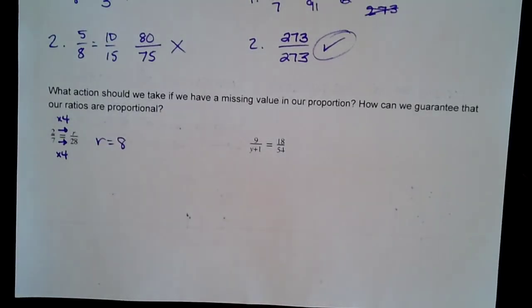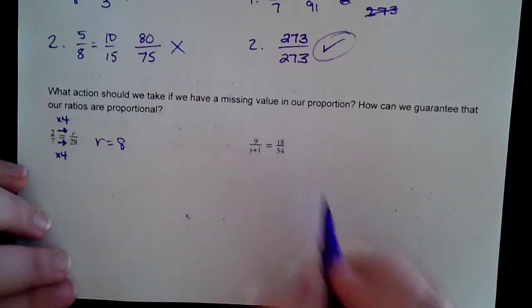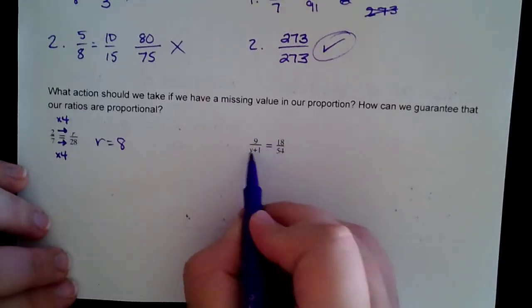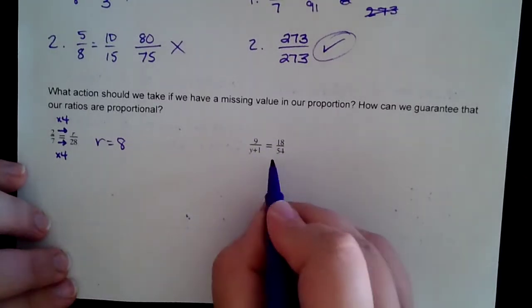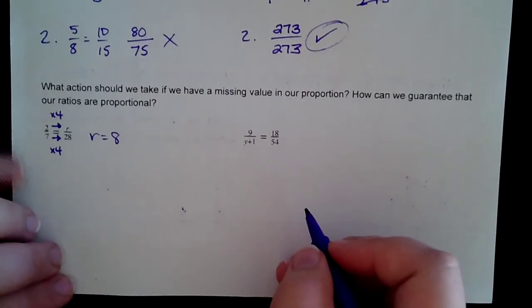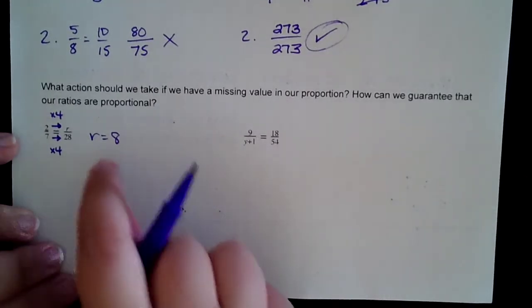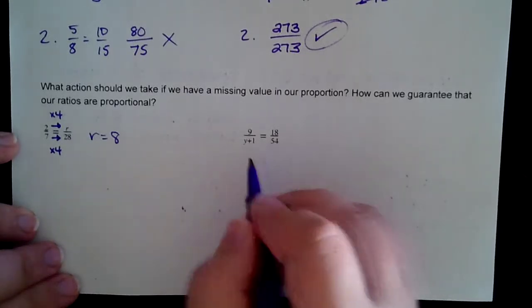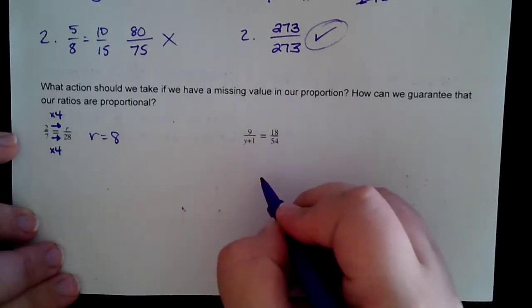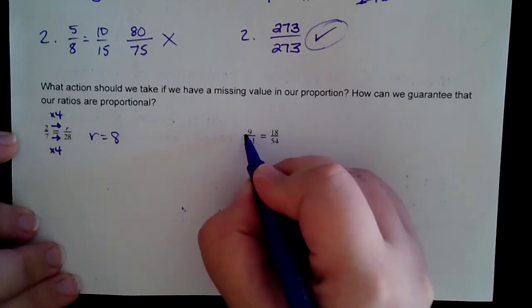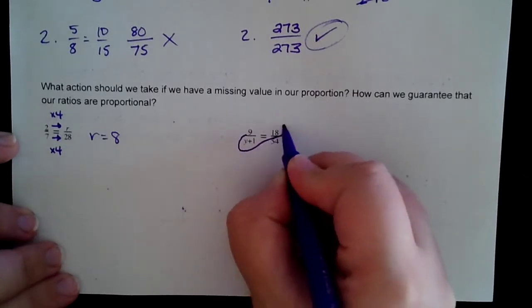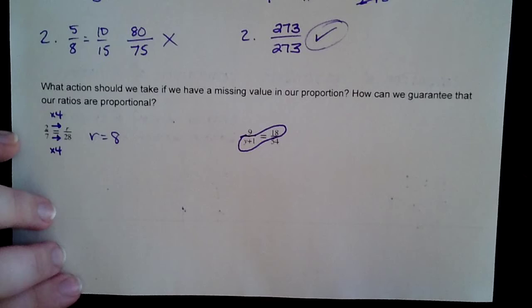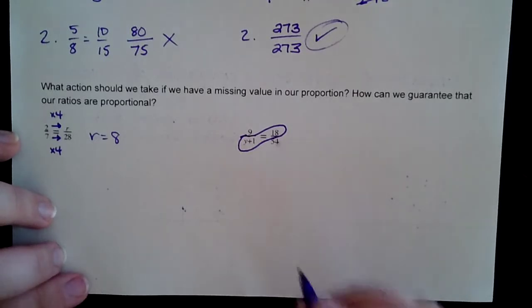However, when you have a problem that looks like this, it's a little bit trickier. So I want to show you a second method, and this is the one that I most often use. This one is easy, but this is more common. When you have two fractions equal to each other, what I find is easiest is to cross multiply and set the products equal. Bear with me on that.